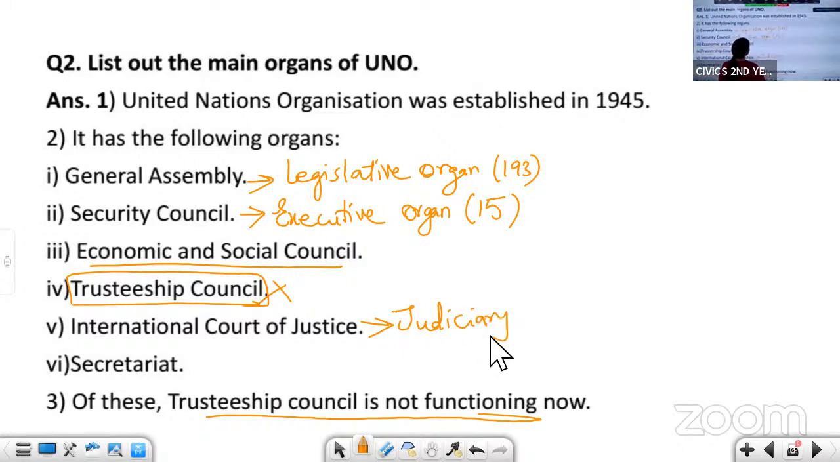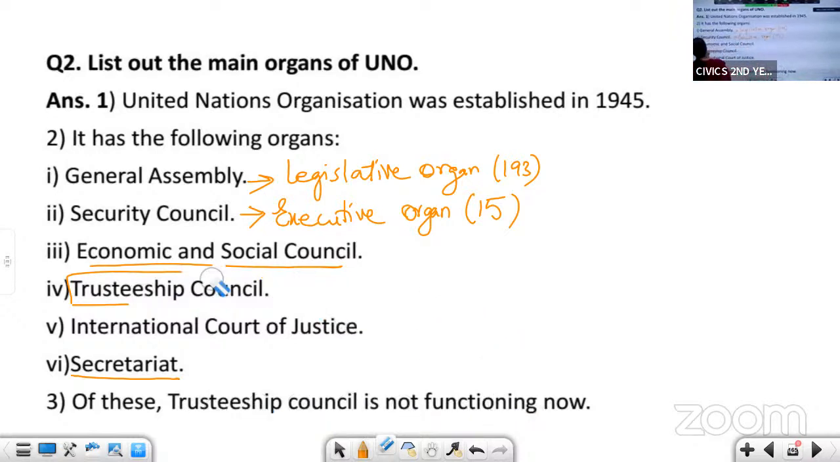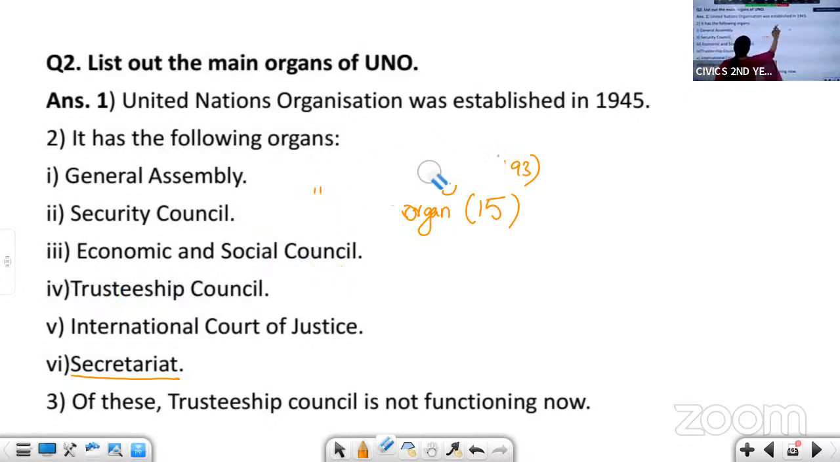It is the judiciary of UNO. Then the Secretariat, it is the administrative organ of UNO. So basically, if you see, it has got 6 organs, but only 5 are working now.